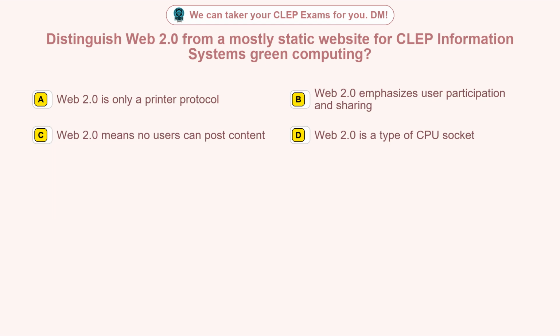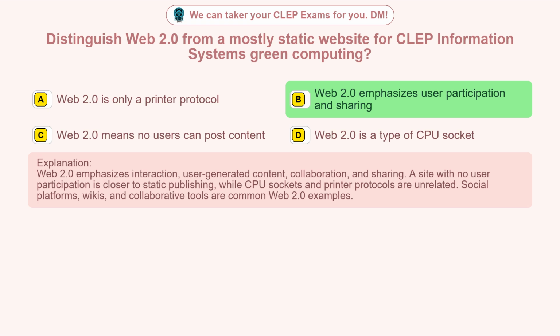Question 31. Distinguish Web 2.0 from a mostly static website for CLEP Information Systems Green Computing. Option A. Web 2.0 is only a printer protocol. Option B. Web 2.0 emphasizes user participation and sharing. Option C. Web 2.0 means no users can post content. Option D. Web 2.0 is a type of CPU socket. The correct answer is option B. Web 2.0 emphasizes user participation and sharing.